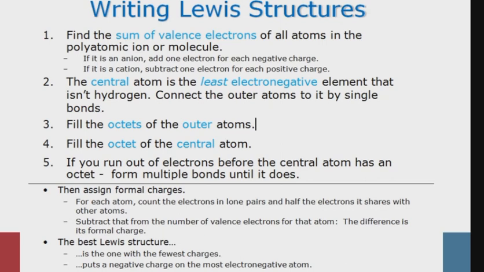Assign formal charges. For each atom, count the electrons in lone pairs and half the electrons it shares with other atoms. Subtract that from the number of valence electrons for that atom. The difference is its formal charge. The best Lewis structure is the one with the fewest charges. Put negative charge on the most electronegative atom.